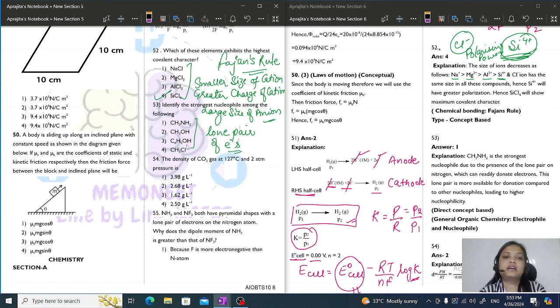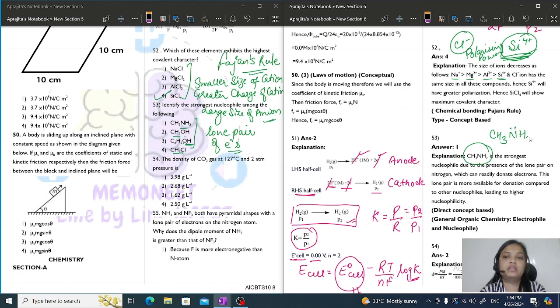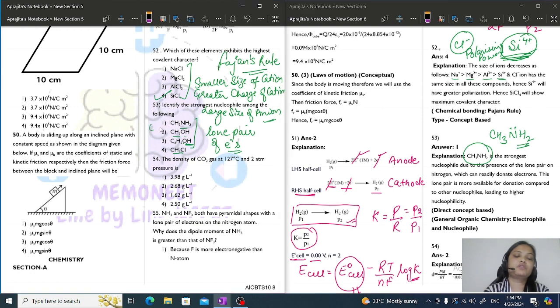If we see here in C6H5OH, the lone pair on oxygen will be in resonance with the benzene ring. If I compare CH3Cl, CH3OH and CH3NH2, the CH3NH2 will be the strongest nucleophile because there is a lone pair of electrons present on the nitrogen which it can readily donate. So as compared to other nucleophiles, it will have the highest nucleophilicity. So the answer is option number A. Moving ahead to the next question.